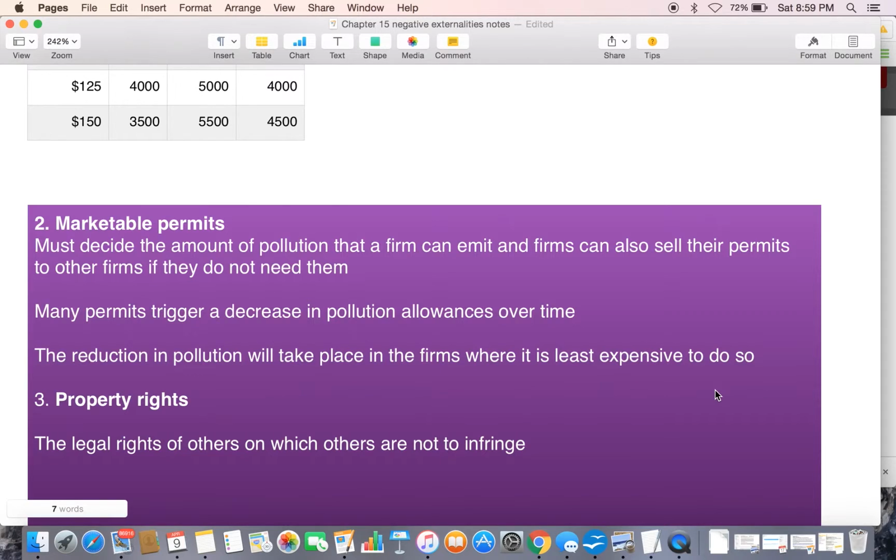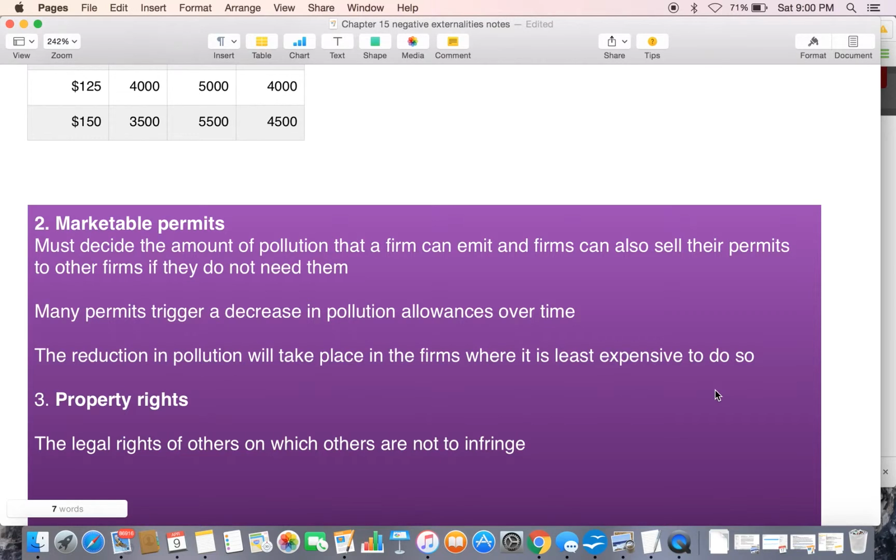So the firm can emit a certain amount of pollution, and then these permits are actually tradable. Many permits actually trigger a decrease in pollution allowances over time. So in the first year they would say this amount of chromium is allowed to be going into the water, and then next year it's going to be less, and so forth and so on over time.